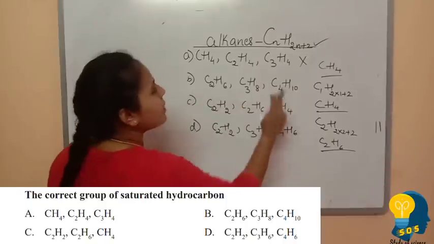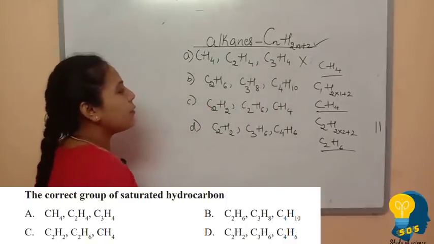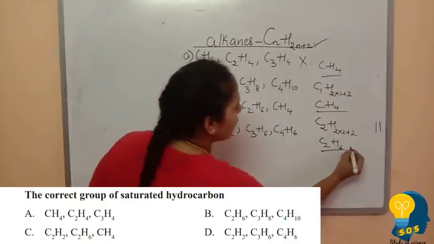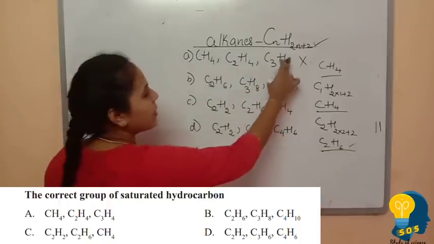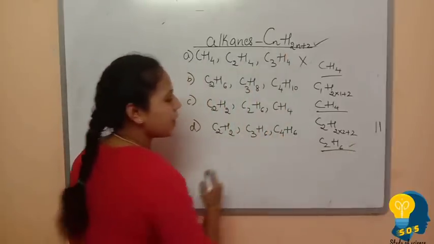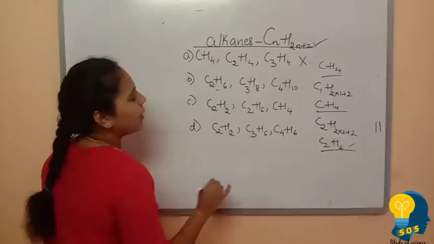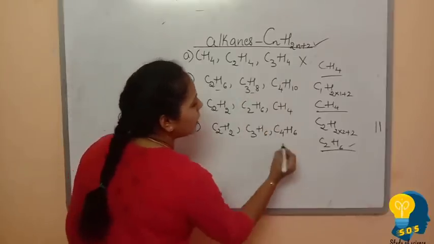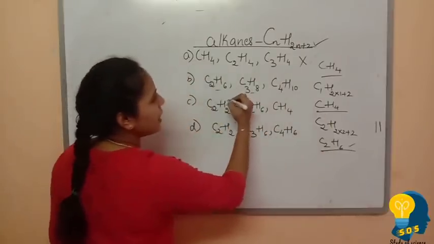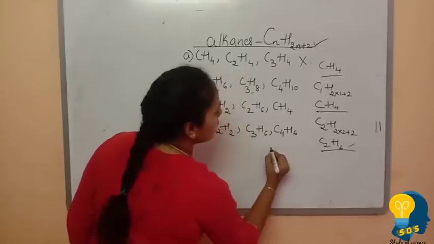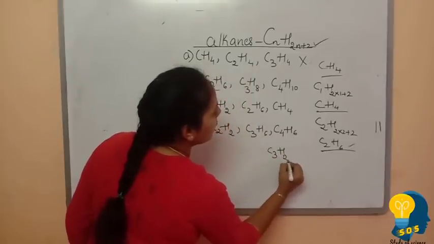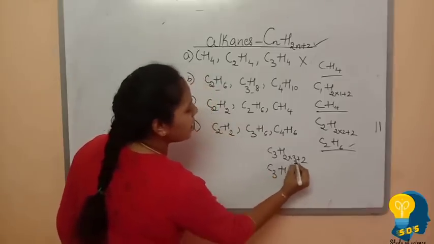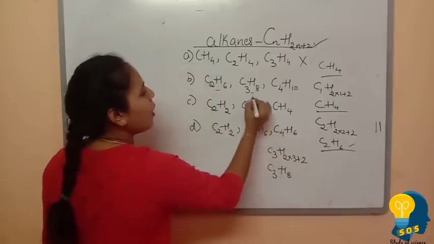Let us substitute the same formula for the second option. When we substitute, you can already check here. When I substitute N is equals to 2, I already got C2H6. So first one is satisfied. So when we look at the second one, let us now substitute C3 for the same formula. So C3H2 into 3 plus 2. So we get C3H, 2 3s are 6 plus 2 is 8. So we got this option also.